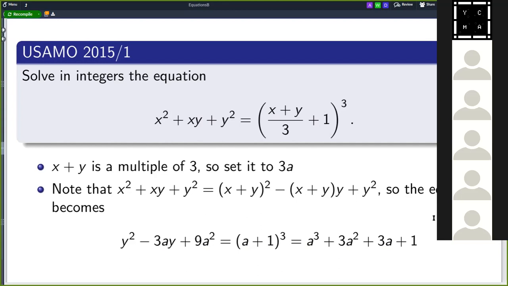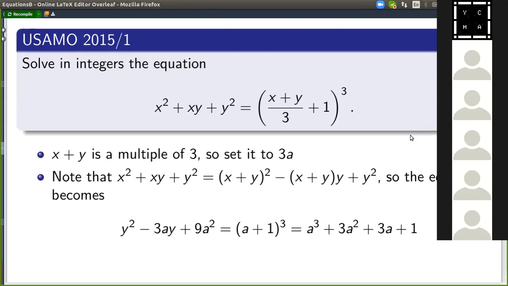So now given this expression, does anybody have any ideas? Remember, we're trying to get integer solutions in a and y. And note that any solution we get for (a, y) will translate into a solution for (x, y). So we haven't lost any information. So are there any ideas? Why is it (a plus 1) cubed? Because x plus y is equal to 3a, so the right-hand side inside the cube is a plus 1. Yeah, so Eric suggested using the quadratic formula because we see that this expression is a quadratic in y.